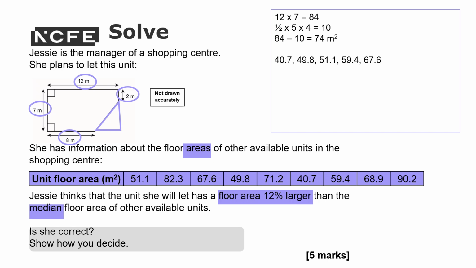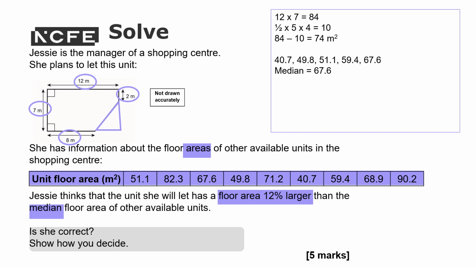Now I want to look at the median floor area. So I need to find the median, I need to put the values in order. I can put them either from smallest to largest or from largest to smallest, but given that there are 1, 2, 3, 4, 5, 6, 7, 8, 9 values, the important value that I want to look at for the median is going to be the 5th value. So I only need to write the first 5 values. So I've written those first 5 values there, and that 5th value is 67.6 meters squared. So that's my median.